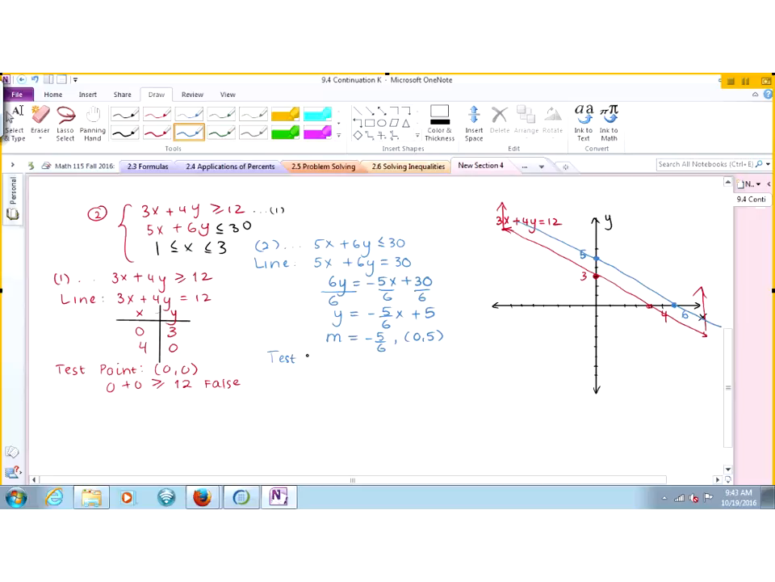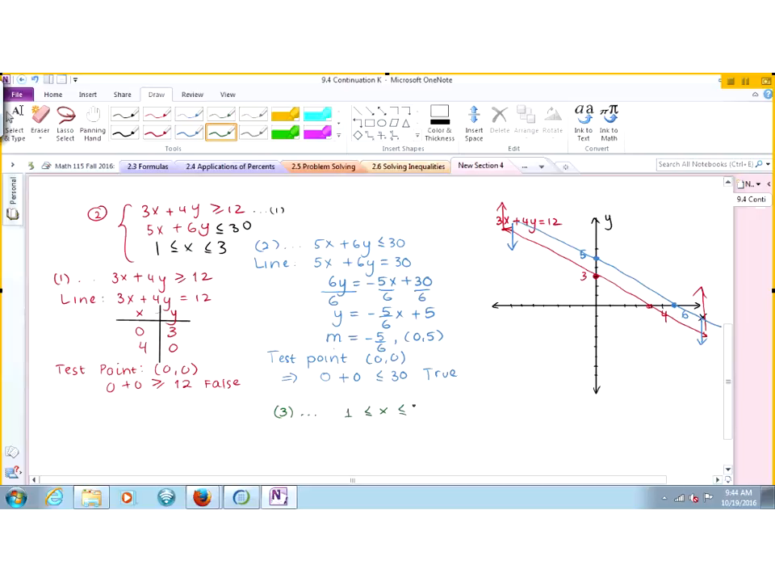Okay, so let's choose the test point. They're not parallel actually. They just look parallel. What is the test point? 0, 0? Okay, so what do we do with 0, 0? Yes, so 5 times 0 is 0, 6 times 0 is 0, less than or equal to 30. Is it true or false? True. Okay, so this is below. All right. So now the last one.